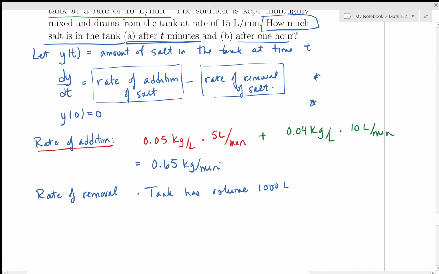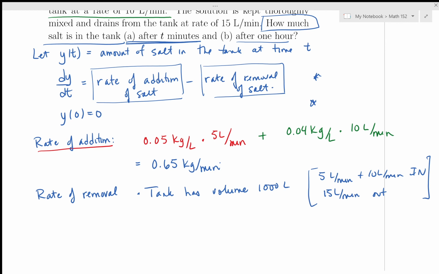So the tank has a volume of 1,000 liters. It is filled in the beginning, and we notice we have 5 liters per minute plus 10 liters per minute in, and we have 15 liters per minute out. That is how I know the volume is staying constant. 15 liters per minute coming in, 15 liters per minute going out, so the volume does not change. Now I understand how much salt is coming in. I want to understand how much salt is going out.